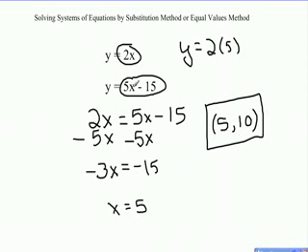And it is always a good idea to go back, check that out. 5 times 5 is 25, minus 15 would give you 10. So it does solve both equations simultaneously.